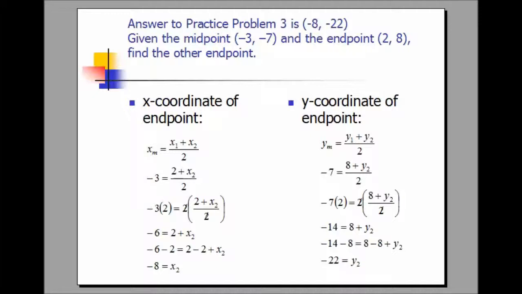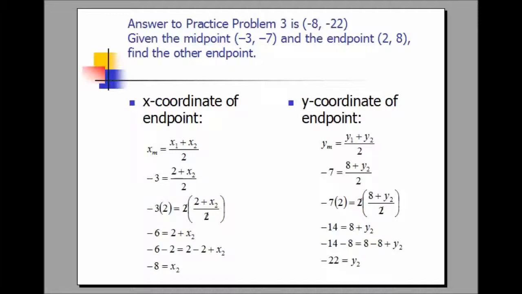To find the x-coordinate of the endpoint, we substitute into the midpoint formula. X sub m equals x sub 1 plus x sub 2 over 2. Since the x-coordinate of the midpoint is negative 3, we replace x sub m with negative 3, and we replace x sub 1 with 2. We leave x sub 2 as x sub 2. This gives us the expression negative 3 equals 2 plus x sub 2 over 2.